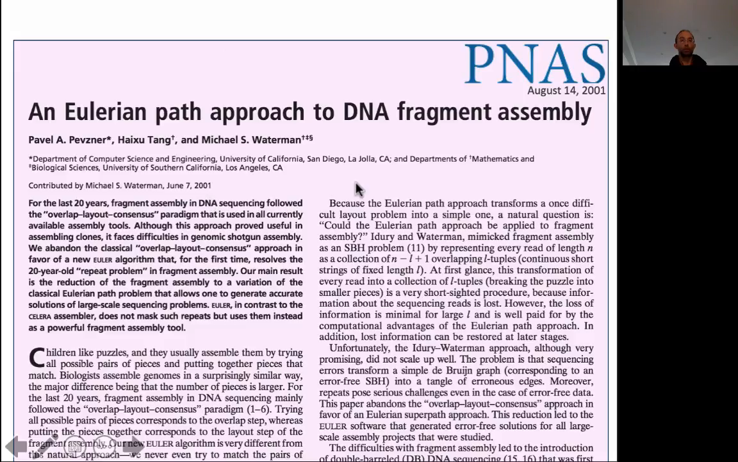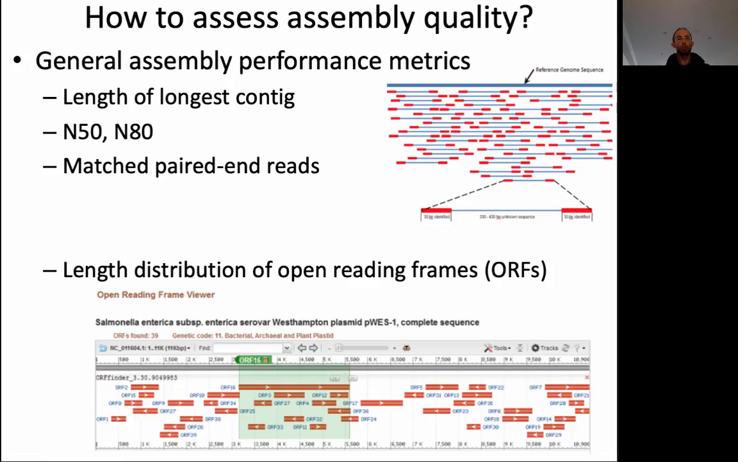So like I mentioned, there are several different algorithms available. The first popular algorithm to do this was already from 2001, the De Bruijn graph assembly. But since there are many algorithms available, at some point we need to try to assess which ones are the best ones. So if we do a de novo assembly with different programs, how do we assess the quality?